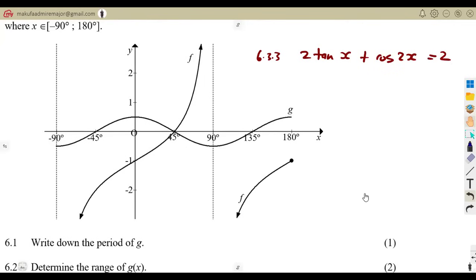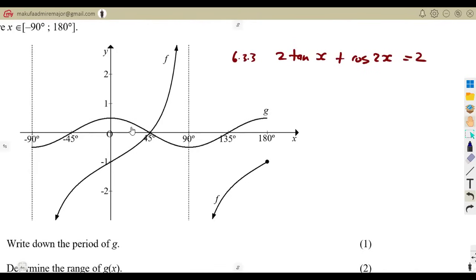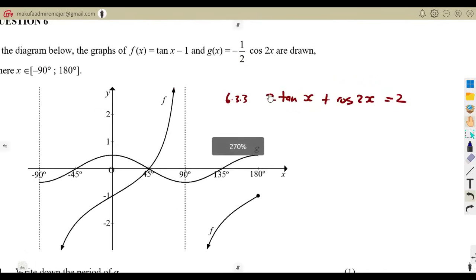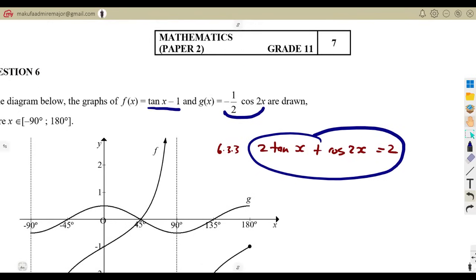They are saying the solutions are supposed to be taken from the graphs. We are not supposed to solve this as an equation in our own way. We are supposed to take it from the graph. But where are these graphs? Because we don't see any graph of 2 tan x. We see the graph of tan x minus 1 and this one of minus half cos 2x. So what happened for them to have this equation? Let's try to analyze what exactly happened.